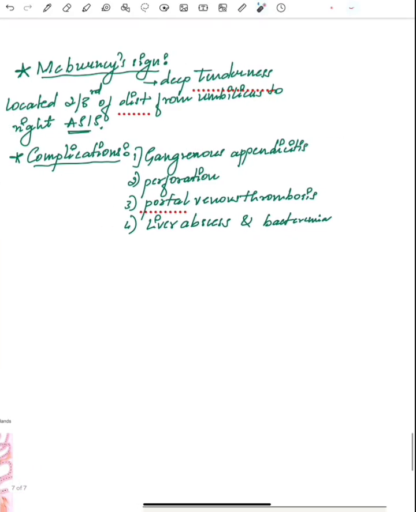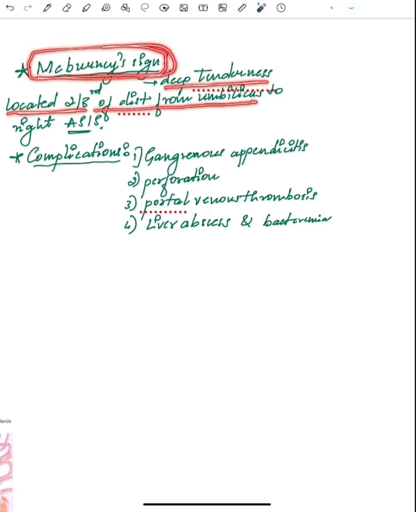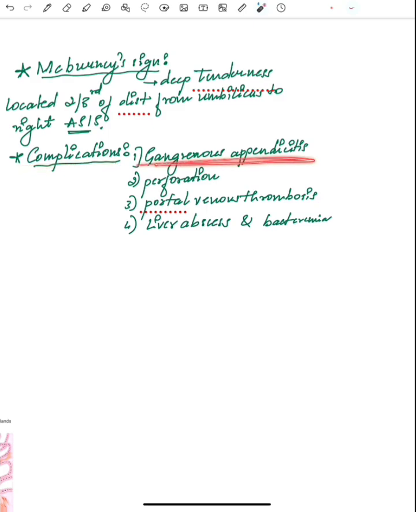The most important sign in acute appendicitis is McBurney's sign. It is a deep tenderness located 2/3 of the distance from the umbilicus to the right anterior superior iliac spine. The complications of this appendicitis lead to gangrenous appendicitis, perforation, portal venous thrombosis, liver abscesses, and bacteremia.